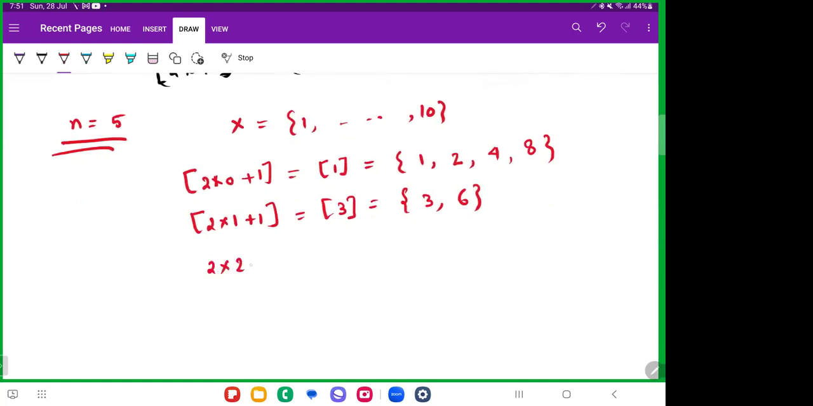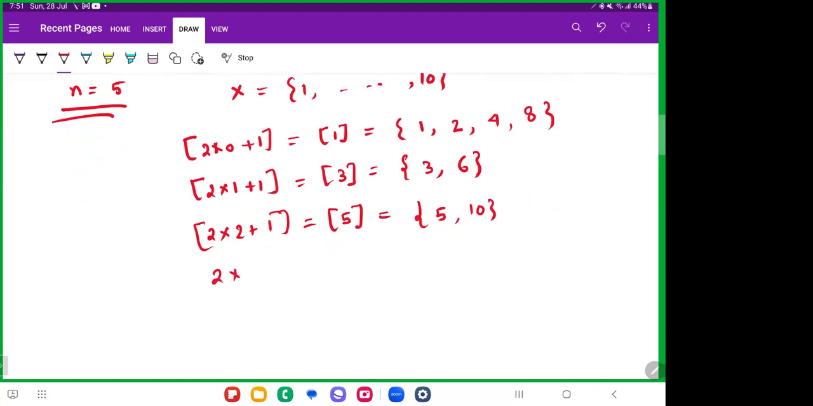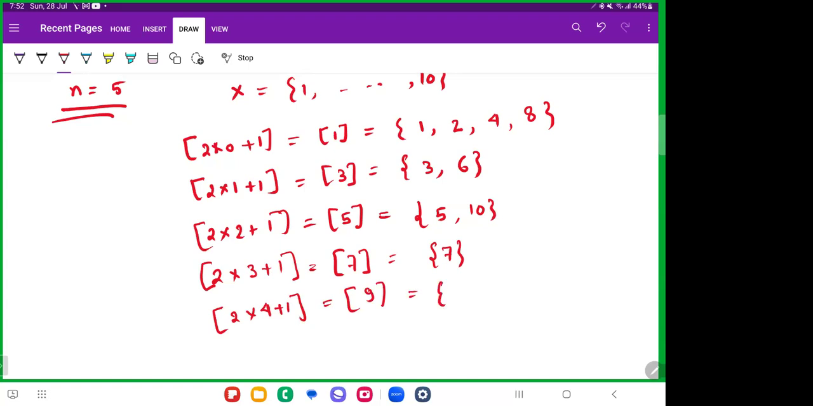Now the class of 2 into 2 plus 1, that is class of 5, that is 5, and 5 into 2 is 10. Now the class of 7, 2 into 3 plus 1, that is class of 7, that is 7 only. And then class of 2 into 4 plus 1, that is 9. So that is 9 dot 2 to the power 0, that is 9 only.